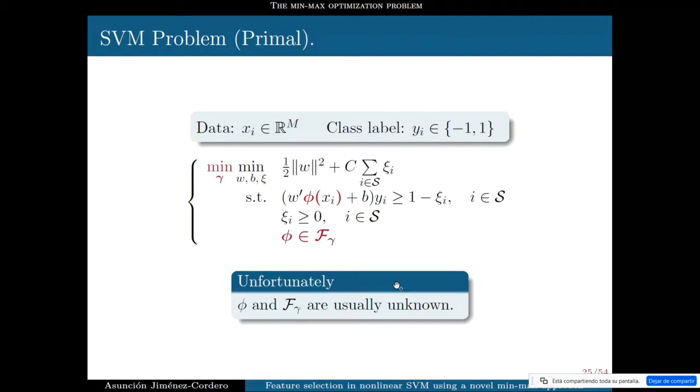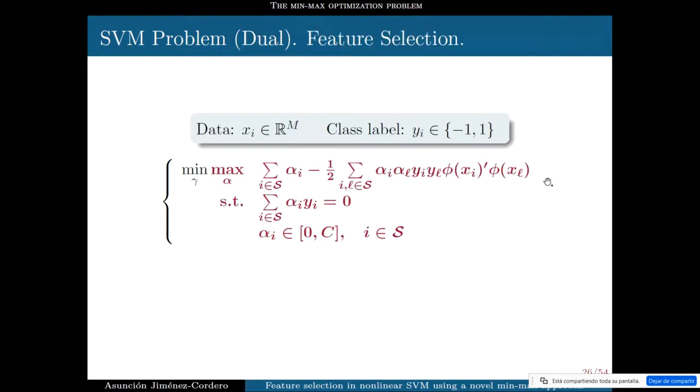What is the bad part here? Well, usually we don't know the phi function, and we don't know the structure of this functional space either. So what we do is to replace this phi function by something that we know, and we use the dual. We replace this inner-level problem by the dual SVM, and we have here to minimize the dual of the SVM problem.